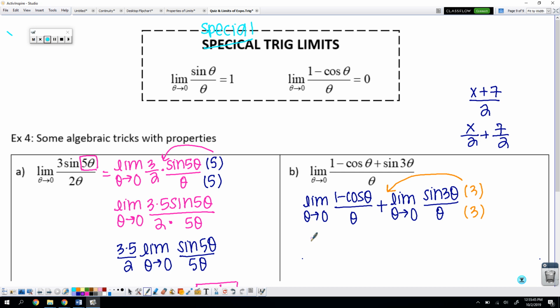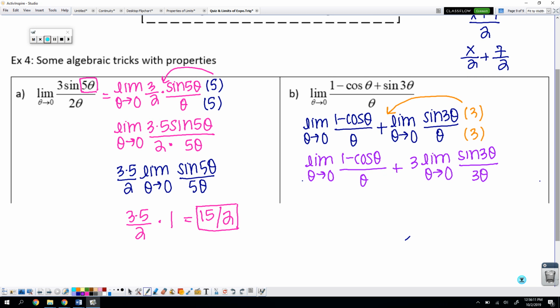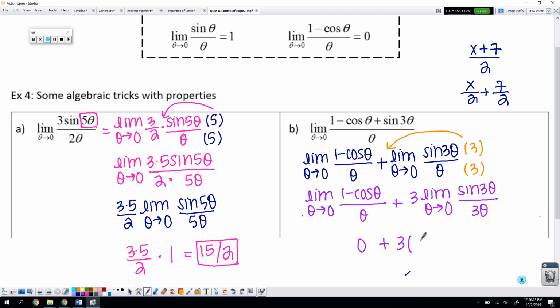So I'm going to rewrite it one time just to make sure I have everything in its place and it matches perfectly. The limit as theta approaches 0 of 1 minus cosine theta over theta, plus 3 times the limit as theta approaches 0 of sine 3 theta over 3 theta. Now these match, same thing top and bottom, that's what we needed. So this one is 0 plus 3 times, and the sine one got us 1. So that equals just 3.